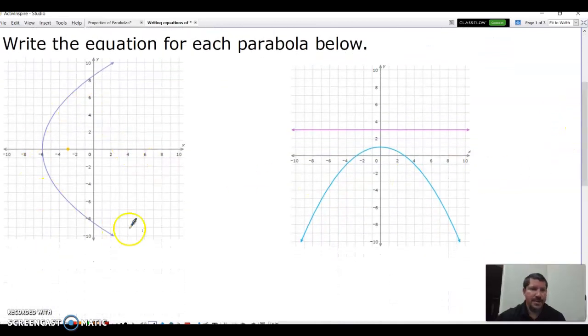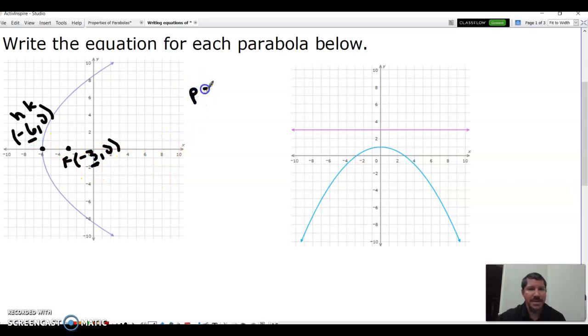Okay, so right here they gave us a parabola and the focus. So the vertex of this parabola is here at negative 6, 0. Remember, this is h and this is k, right? The focus is at negative 3, 0. So the distance from here to here means that p is 3, because I can count 1, 2, 3, right? That distance p is 3.